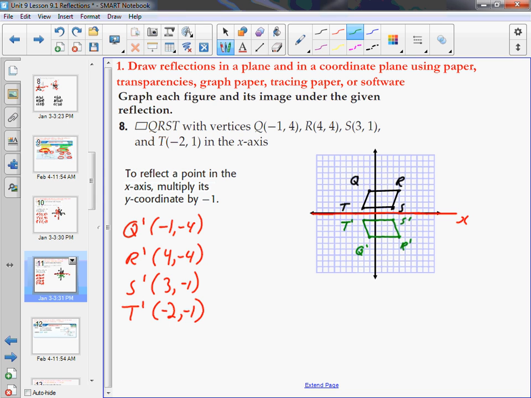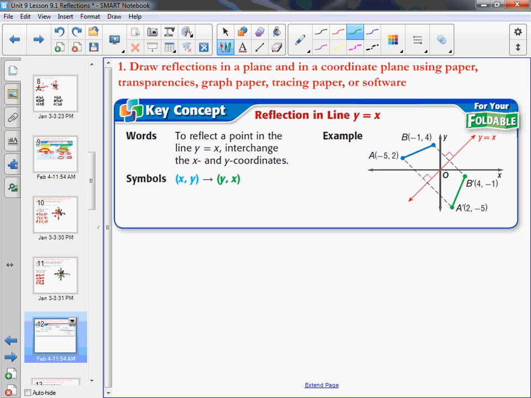Number 8 makes sense? Okay. One more thing. If our line of reflection is this line, y equals x, okay? Y equals x is this line right here. It contains points like 1, 1, 2, 2, 3, 3. All right? Negative 1, negative 1, negative 2, negative 2. That's the line y equals x.